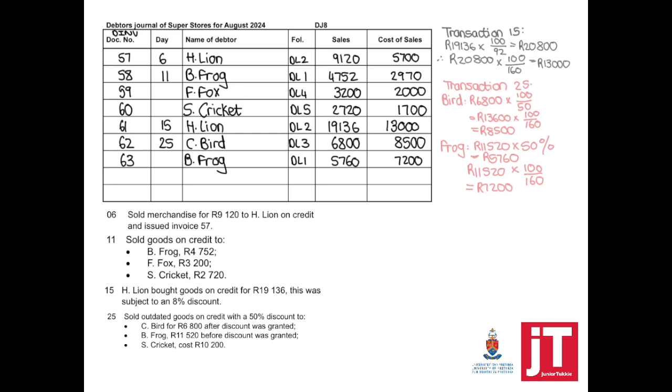And then S. Cricket, they said the cost is 10,200. To work out the selling price, it means we have to times it by 160 divided by 100. But now a 50% discount was given, so then we need to times it by 50%. So here, the challenging part is not knowing how to enter it in the journal, but the calculations in calculating the selling price and calculating the cost.